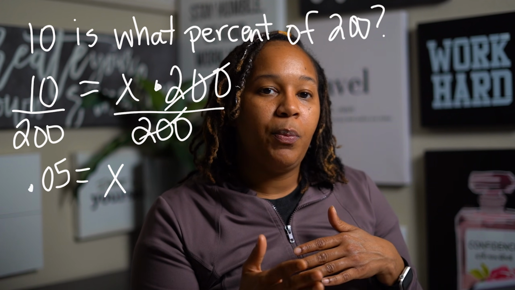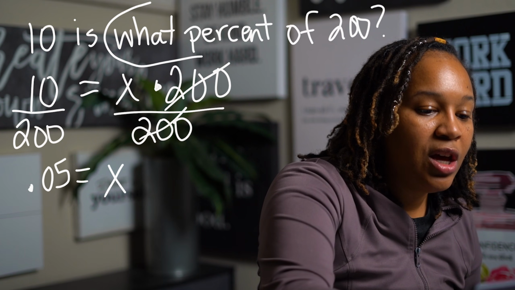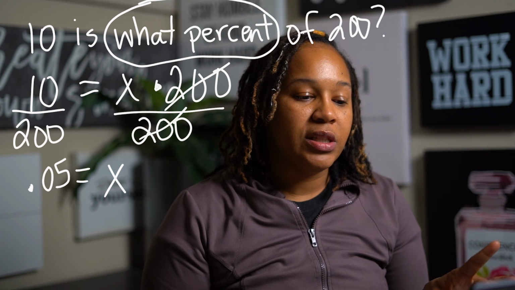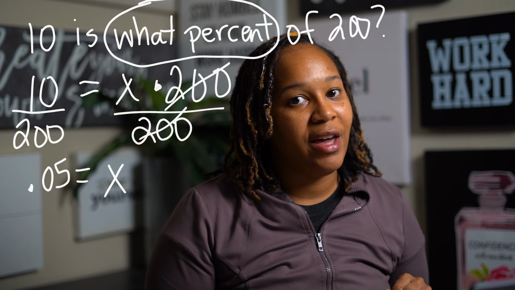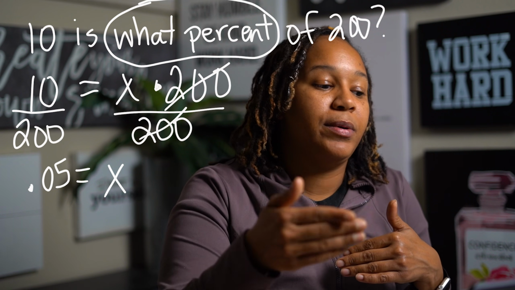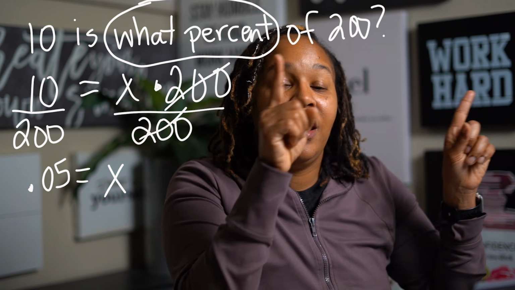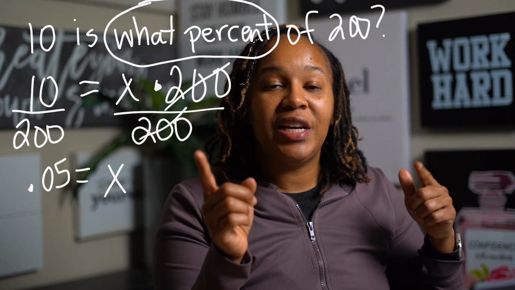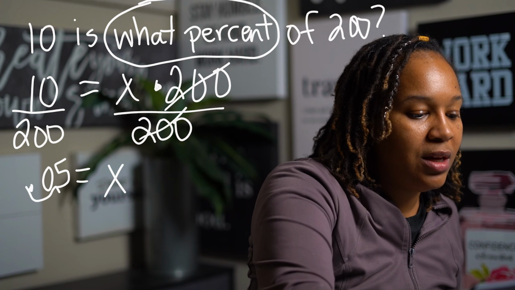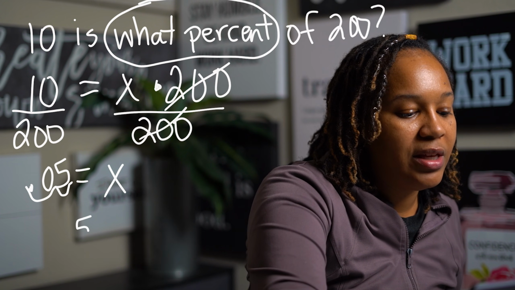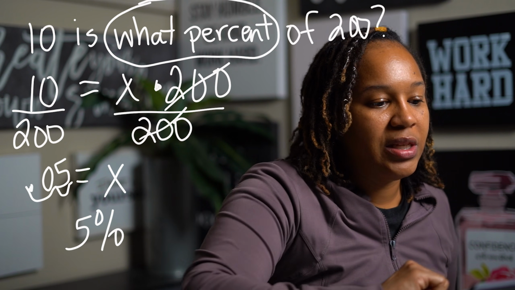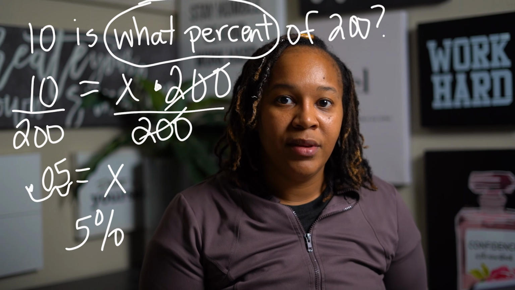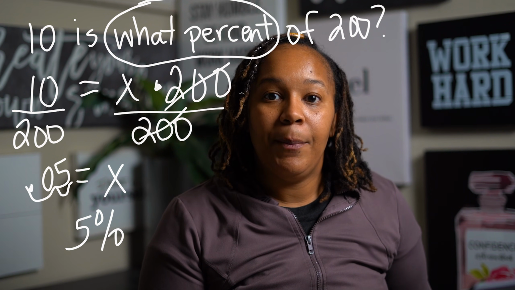So X is equal to 0.05, but in this case, the what that we were looking for was actually a percentage. So since that is a decimal, I need to go back and convert that to a percent, since it says what percent. Since I go to the left 2 times when I'm going from percent to decimal, then to go back from decimal to percent, I'm going to go to the right 2 times. So 0.05 ends up being 5%. So 10 is 5% of 200. Let's go look at one more example.